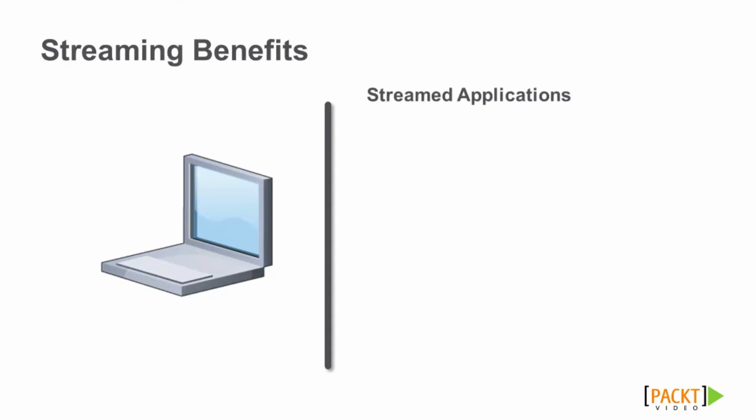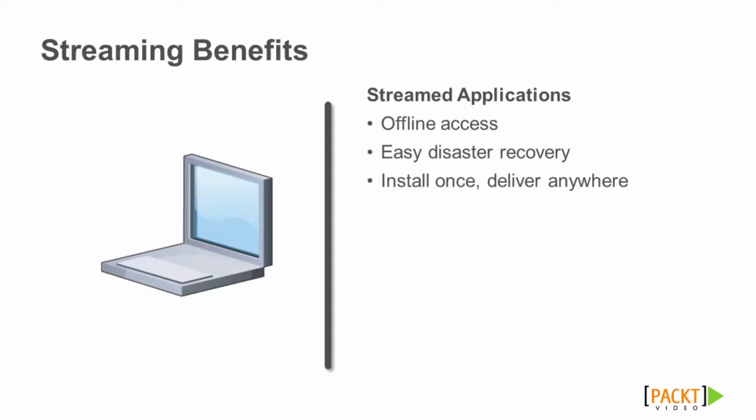There are a few reasons why you would want to stream an application. Once configured and delivered, applications are available to the user while disconnected from the network. On-demand application delivery is a powerful concept for disaster recovery situations because the application and data are not lost if the profiles can be easily backed up and servers and desktops can be easily replaced.